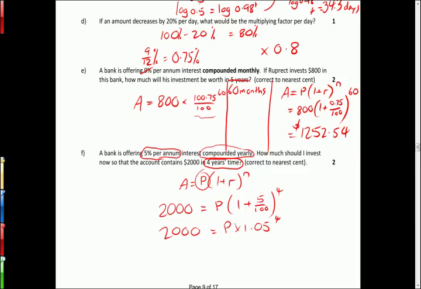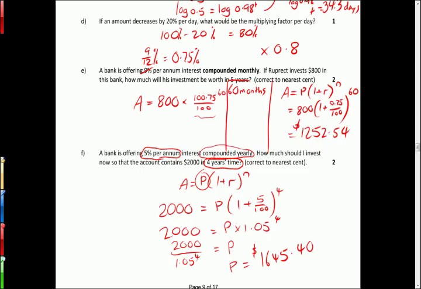But here I want the P by itself. It's being times by 1.05 to the 4. So let's divide both sides by 1.05 to the 4. Calculator can do this for me. 2,000 divided by 1.05 to the 4 equals 1645.40. Once again, followed by 4, so we don't round up.